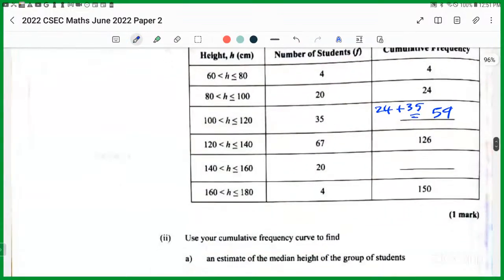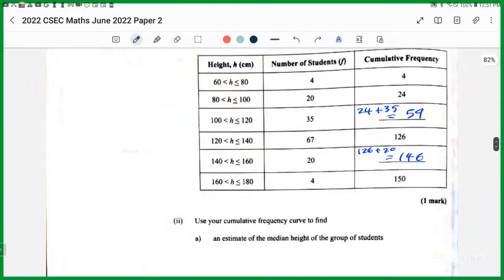Then down here now, I'm adding 20 to this to get this one. All right. So 126 plus 20. That one is equal to 146. Then 146 plus the 4 gives you 150. So those values are good. That is it. All right.